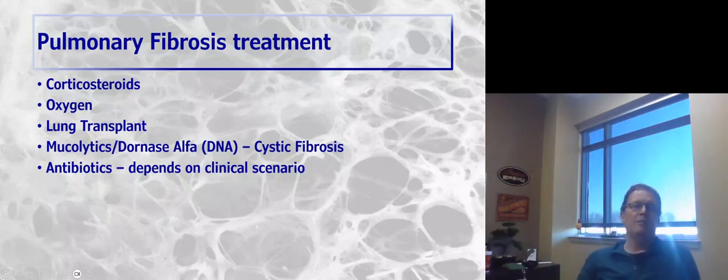Mucolytics are going to be a profound portion of this, particularly with cystic fibrosis, trying to keep those secretions thin and mobile. Dornase alpha is a drug that is designed for the treatment of cystic fibrosis. It's designed to try to mitigate the fibrotic formation process. Results vary from case to case, so it's not yet become a standard of care in the field of pulmonary fibrosis. And of course, antibiotics are likely going to be a component once there's concerns about infection and that sort of thing.